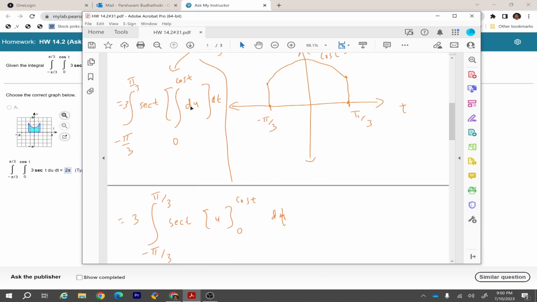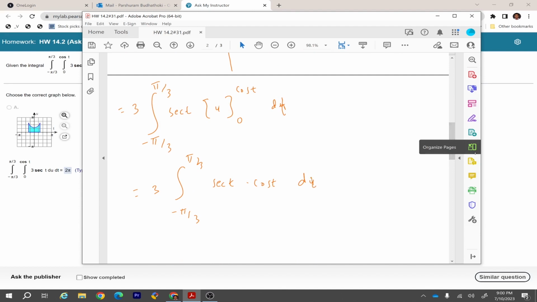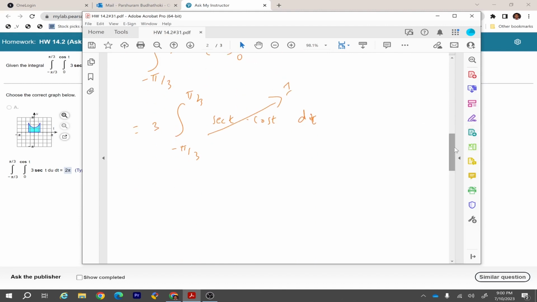We already used du inside here, and that's how we got this integration u. The integration of du is u, and these are the range of integration. Okay, this is supposed to be dt. Now secant t times cosine t is 1, so this multiplication is 1. So what is the integration of 1? It's t, and it's going from negative pi over 3 to positive pi over 3.